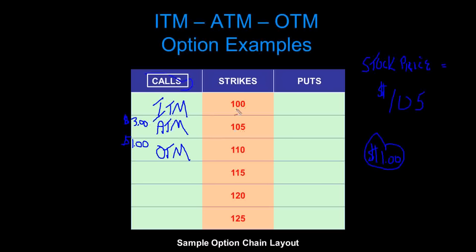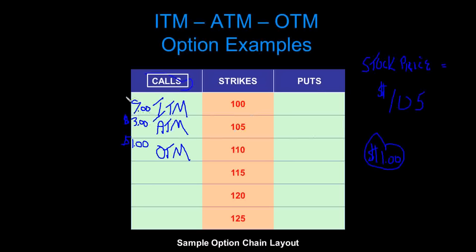This one right here at $100, well, we know at a minimum it's worth $5, right? We know at a minimum it's worth $5 because I have the right to buy the stock at 100, and I could buy it at 100, turn right around and sell it in the open market for 105 and make $5. So we know it's going to be worth at least $5, but they're not going to sell it to me for just $5. They're going to sell it to me for $5 plus. So they may sell it to me for $9, all right?